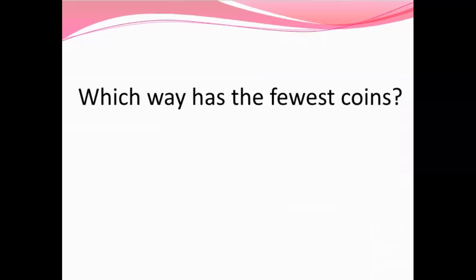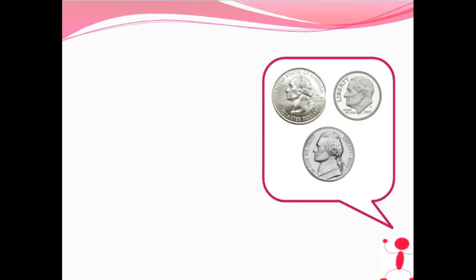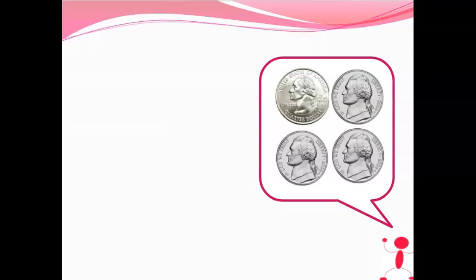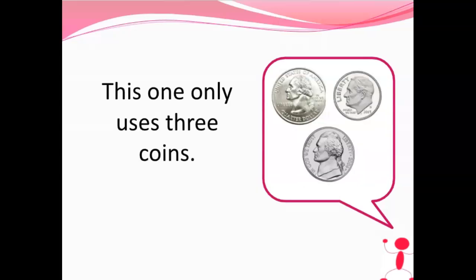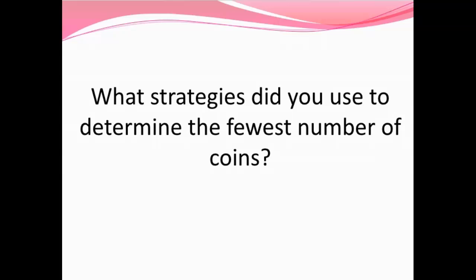Which way has the fewest amount of coins? I'm going to review them again. Yeah, this was the only one that used 3 coins. The other one used 4. So 1 quarter, 1 dime, and 1 nickel was the fewest amount of coins to make 40 cents. And what strategies did you think about when you were figuring out which one had the least amount of coins?